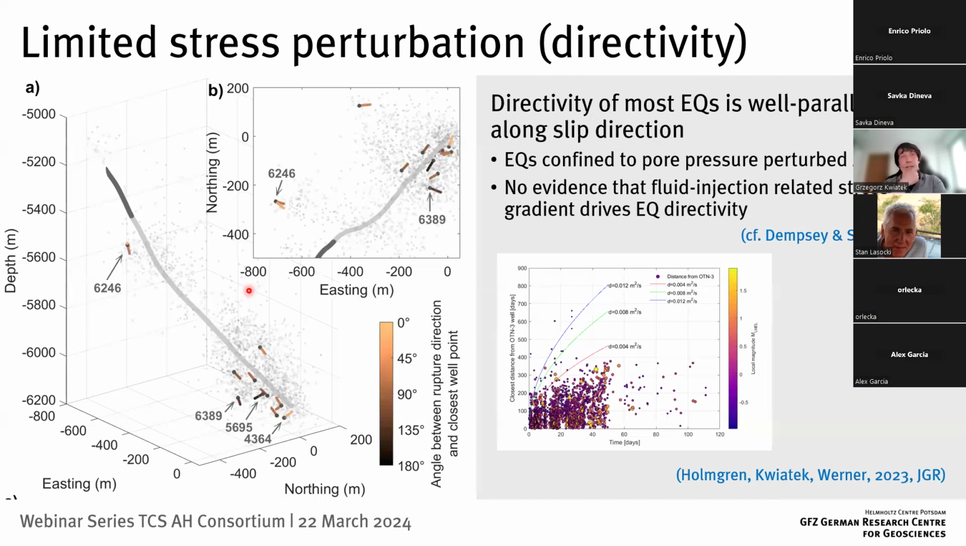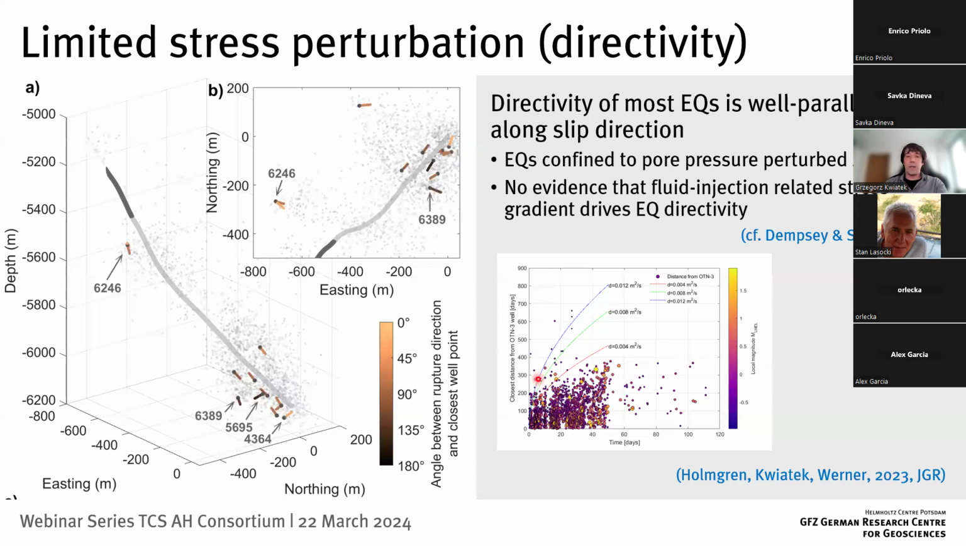Now we go to the third element, which is essentially limited stress perturbation and stress transfer. We performed a couple of studies recently on that topic. The first is the directivity study made by Joanna Holmgren, where we investigated the directivity of the largest events from the 2018 stimulation, and we found that the directivity of most earthquakes is well parallel and generally along the slip direction. That means that the earthquake ruptures are generally confined to the pore pressure perturbed zone, which is expanding, in our case, mostly horizontally, and roughly follows the diffusion law.